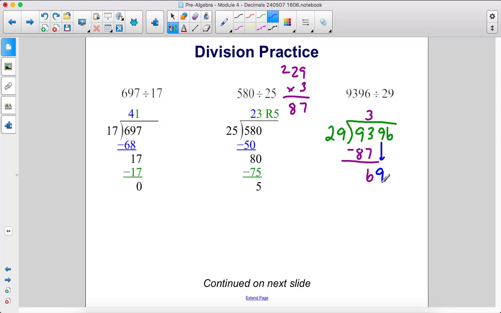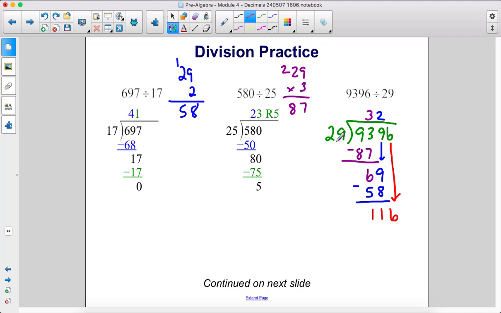29 goes into 69. I feel like that's going to be 2 times. So 29 times 2 is 58. Okay, and now we are going to subtract them. If it was 68 minus 58, that would be 10, but that's 1 more than that. So our answer here is 11. We're going to go ahead and drop down the next number. 29 goes into 116.